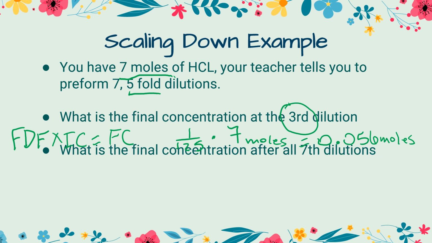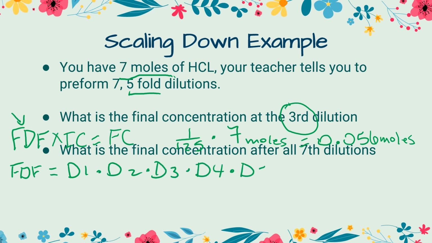So now it's asking us to find the final concentration after the 7th dilution. So once again, I'm going to use this equation, but I want to figure out my final dilution factor. And that is going to equal dilution 1 times dilution 2 times dilution 3 times dilution 4 times dilution 5 times dilution 6 times dilution 7.